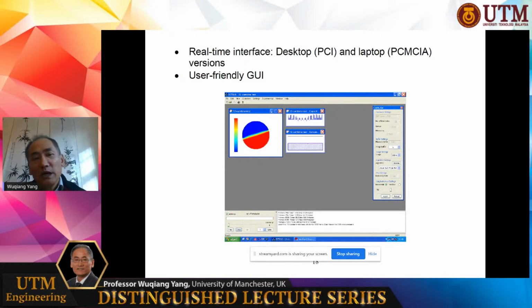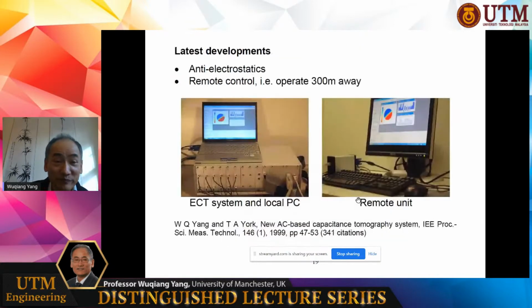By the way, many people use USB as an interface. With the USB, you can never achieve real time. Only PCI or PCMCIA you can achieve real time. This interface is user friendly. You don't have to read instruction manual. You can operate this system.